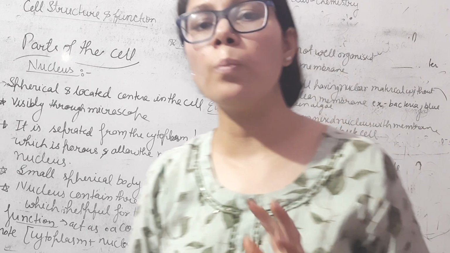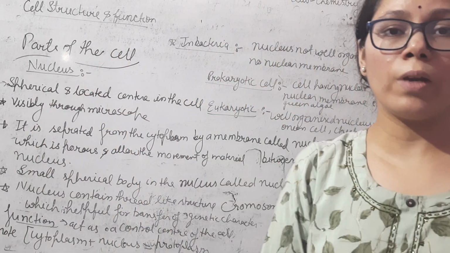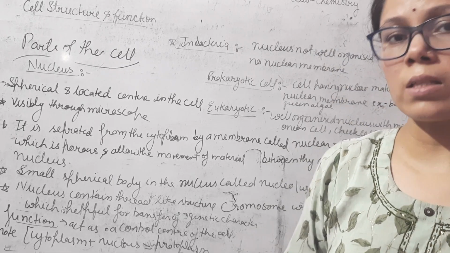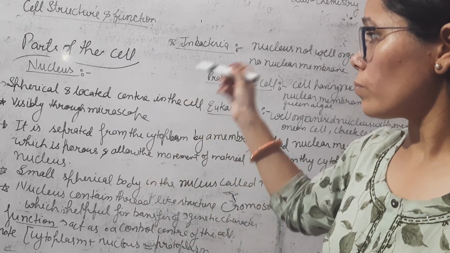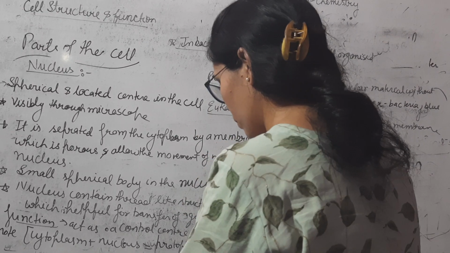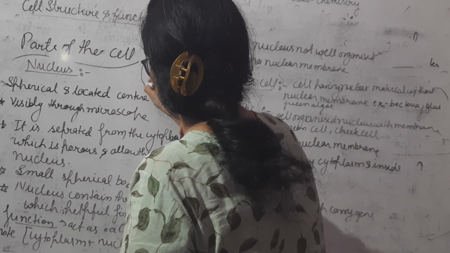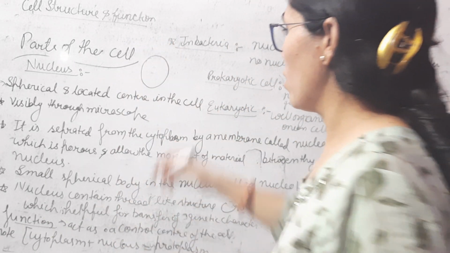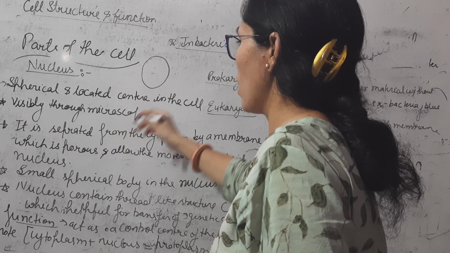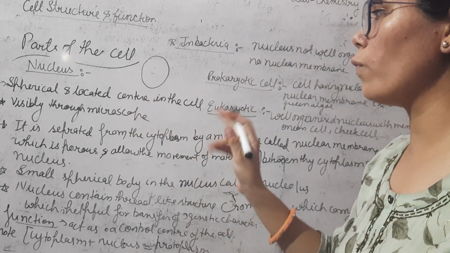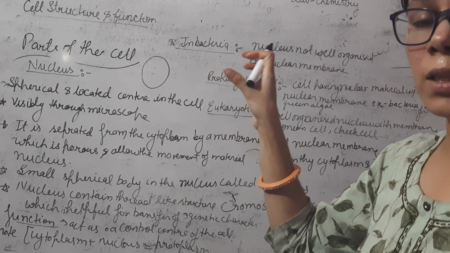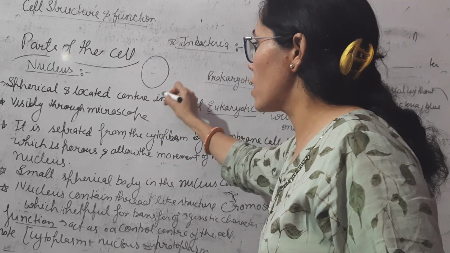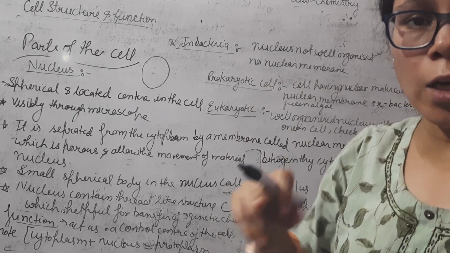Now, the most important part of the cell is the nucleus. So we talk about the nucleus. What is the nucleus? What is the function of the nucleus and what is the structure of the nucleus? A nucleus is a round, spherical structure located in the center of the cell.